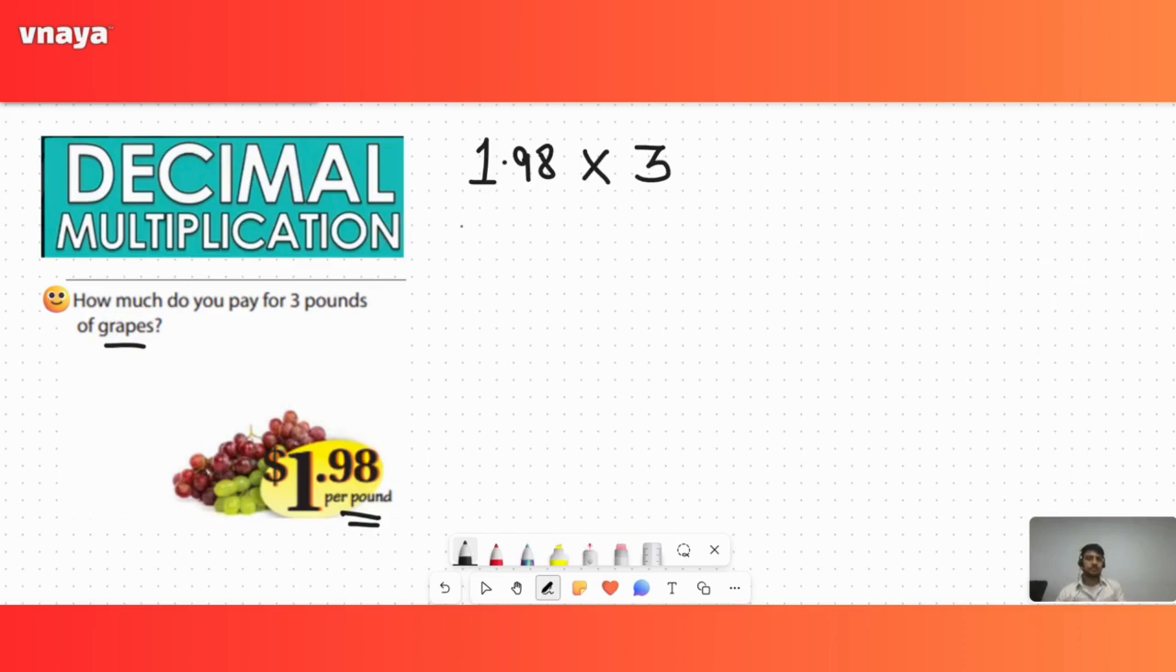The method is as follows. Step 1: you will ignore the decimal and write the normal whole number. You will ignore the decimal part. Now step 2: you will find the product of this whole number. So we will take 198 multiplied by 3.